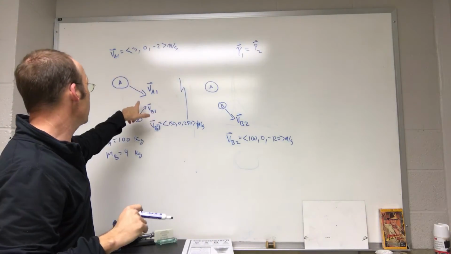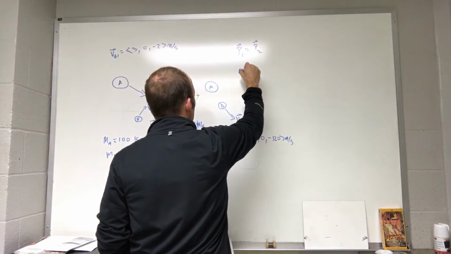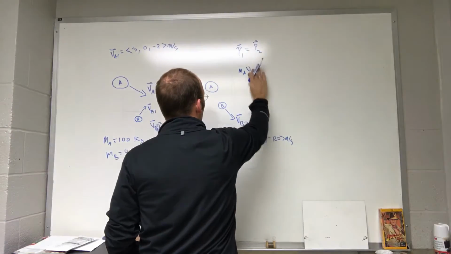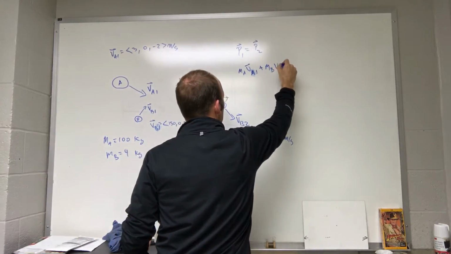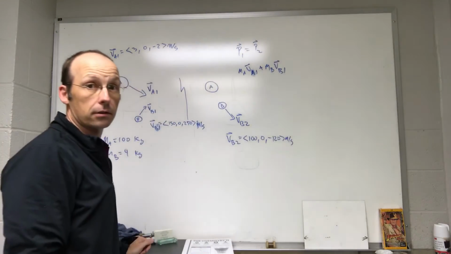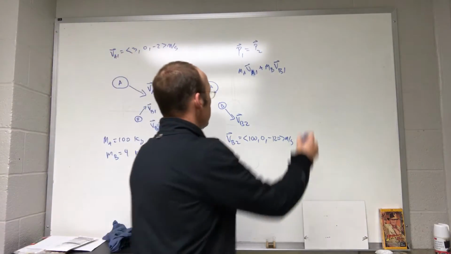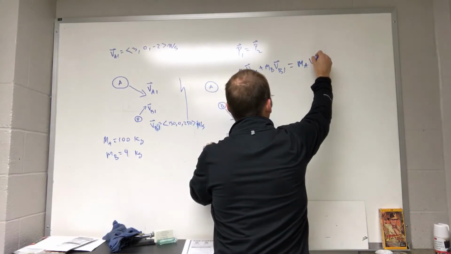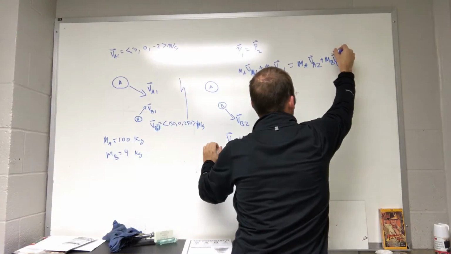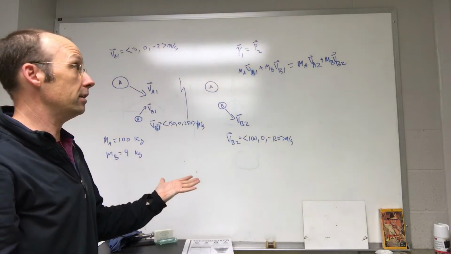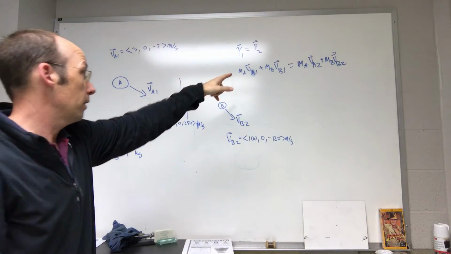Okay, so let's calculate the momentum at the beginning. It's going to be mass A times VA1 plus mass B times VB1. And those are vectors. Okay, and then afterwards it's the same thing, but now I have different velocities, so this is just going to be equal to mass A VA2 plus mass B VB2. That's it. Okay, now I just need to solve for the velocity of A afterwards, VA2, and I'm going to do that like this.